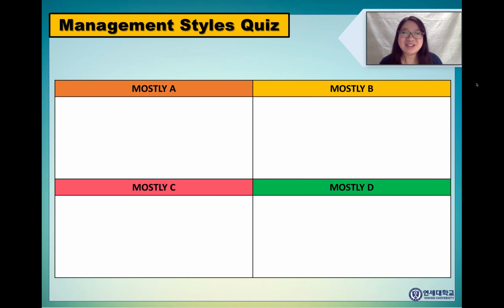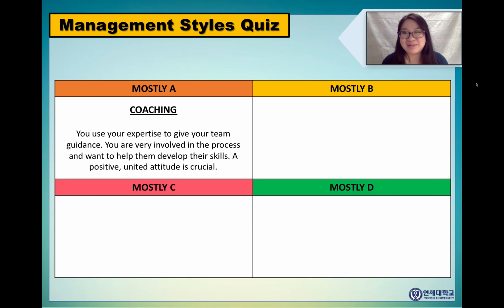Okay, now let's count all of your answers. Which letter had the most? Which letter did you have the most answers of? If you are mostly A, you are a coaching type of manager. You use your expertise, your knowledge, to give your team guidance. You're very involved in the process and you want to help them develop their skills. A positive, united attitude is crucial. In other words, you're very focused on the people in your team and you are focused on building and growing them.